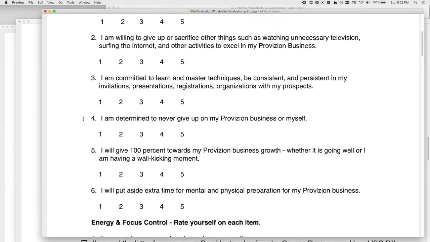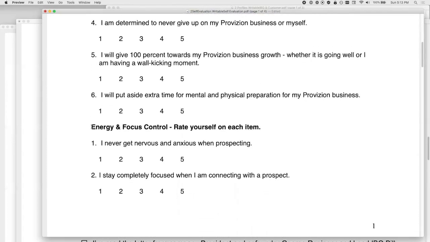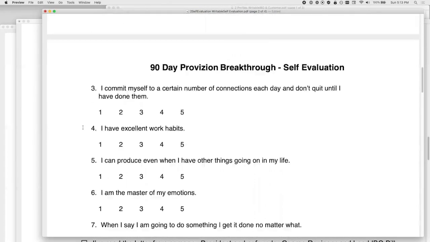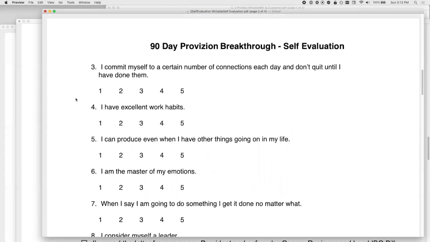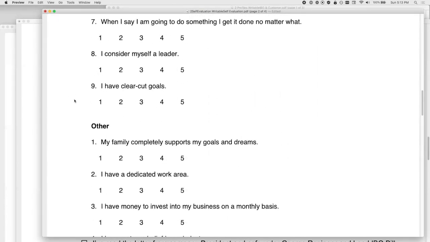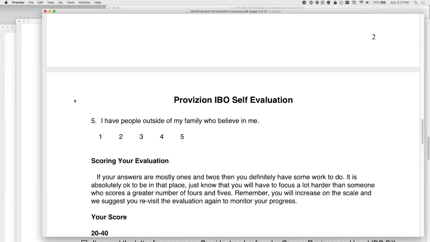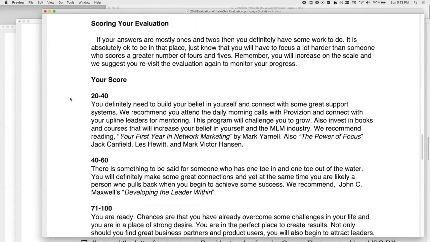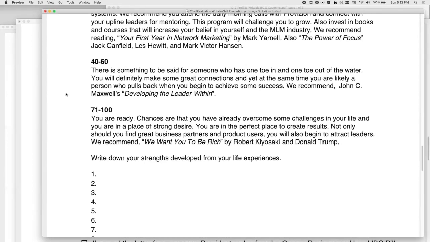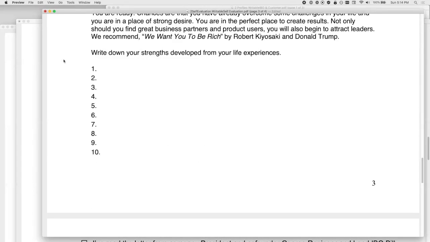So you'll go through each one of these, and there's obviously categories: energy and focus, control, rate yourself. 90-day breakthrough self-evaluation is what this is all about. So these are all things you want to go through. Things about your family, scoring your evaluation. All of this is very self-explanatory. Tells you what it means when you have different scores. And here you want to write down your strengths. What are the things that you have developed in your life? And again, this is all writable, so you can type these in here.